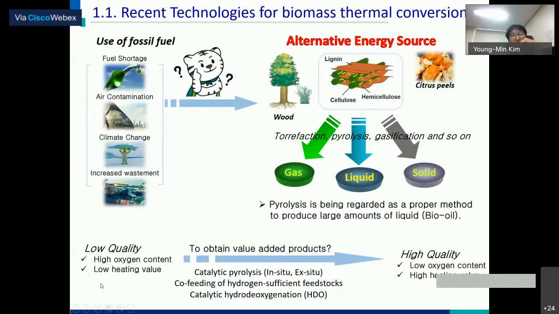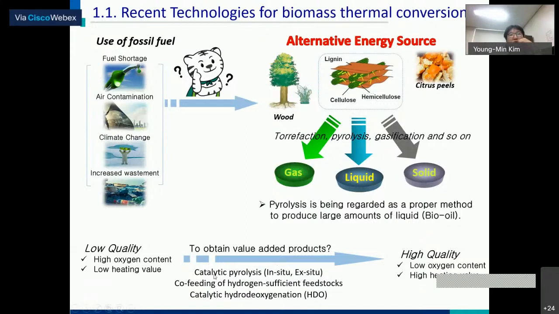Normally the problem of the pyrolysis of biomass is related with low quality. When you apply simple pyrolysis, lignin produces a large amount of phenolic components. Cellulose can be converted to levoglucosan, and a large amount of acetic acid and other kinds of oxygen-containing products can be obtained from the pyrolysis of wood or even citrus peel biomass. So researchers think the oxygen content in the bio oil is at a very high level, so it is very difficult to apply directly as a fuel. To increase the value of this bio oil, many people consider catalytic upgrading processes.